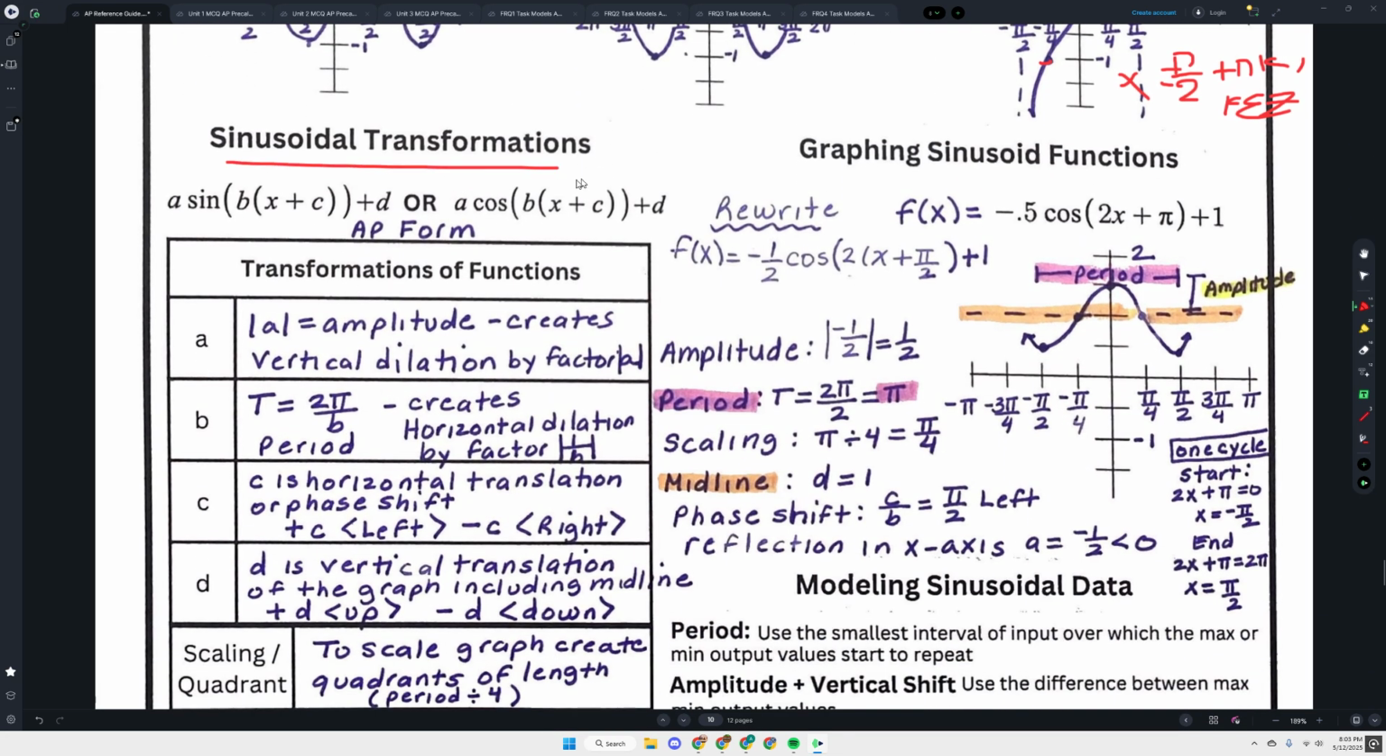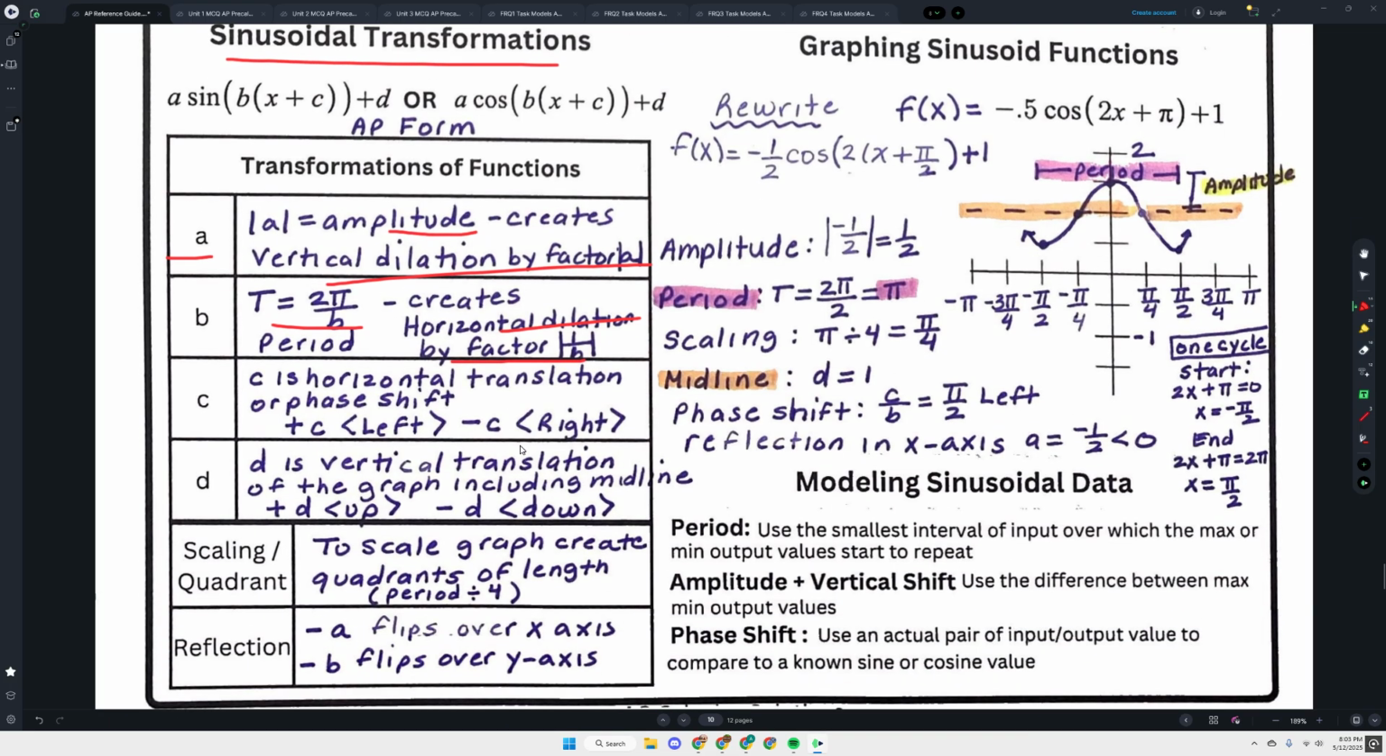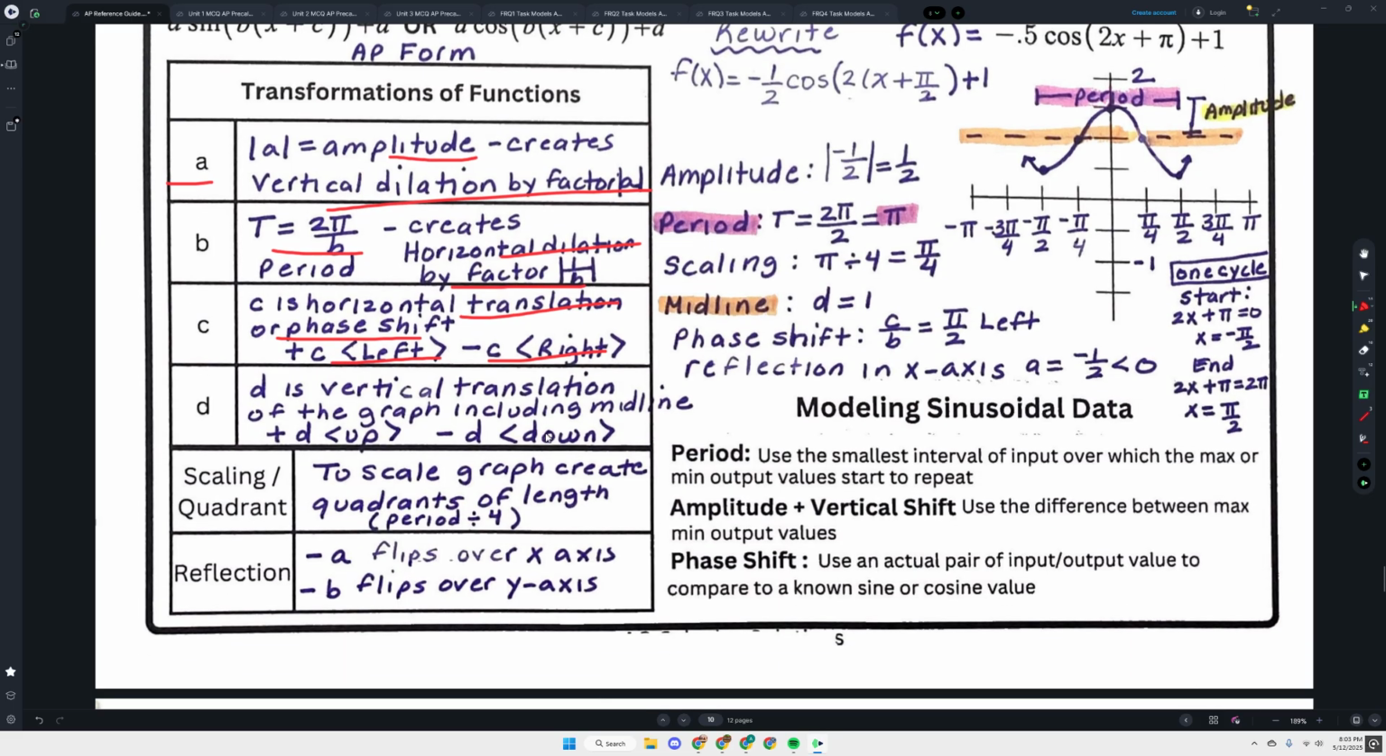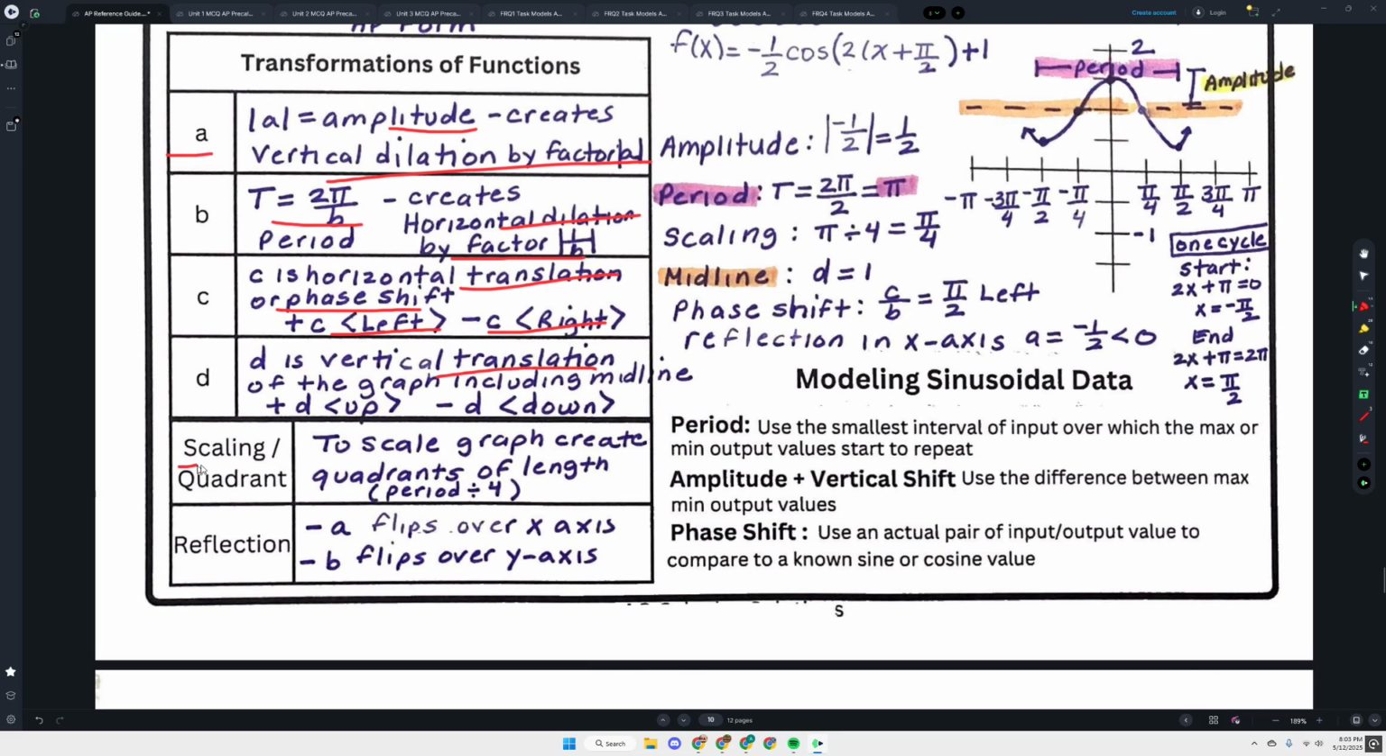Sine transformations. A is the amplitude, creating a vertical dilation by that factor. B gives period 2 pi over b, creating a horizontal dilation by a factor of 1 over b. C is horizontal translation or phase shift to the left or to the right. D is vertical translation. Scaling is creating quadrants of length period divided by 4. Reflection: A flips over the x-axis, B flips over the y-axis.